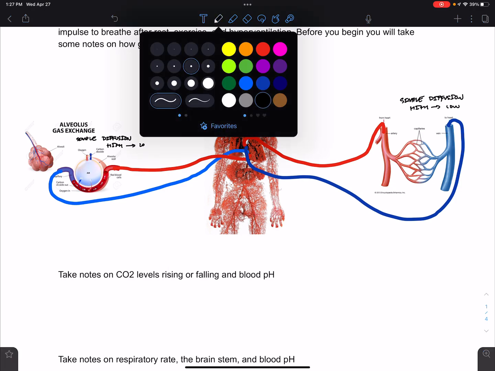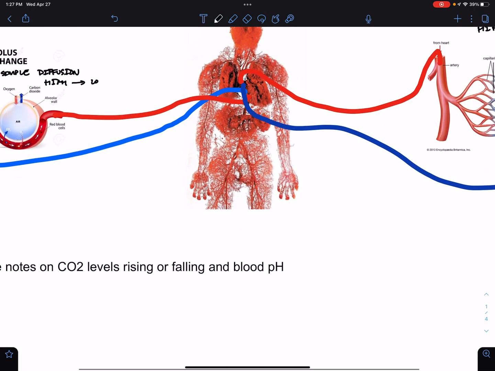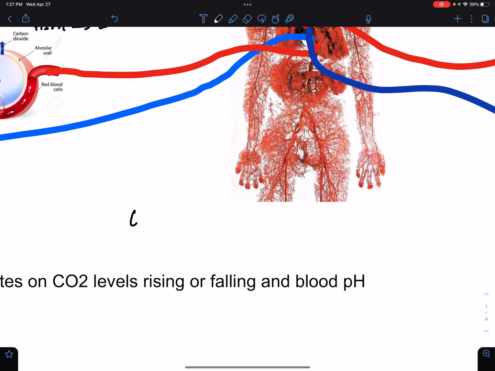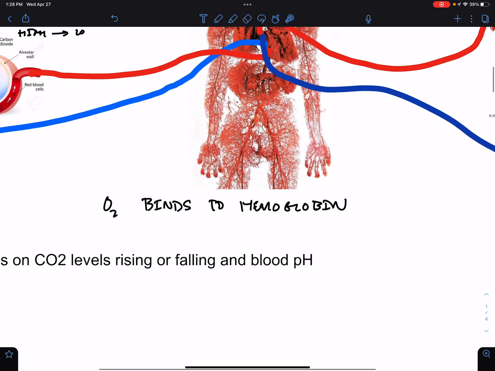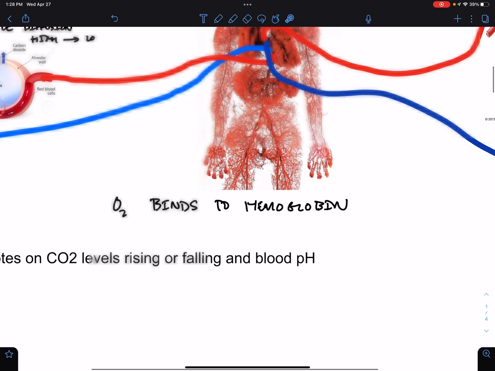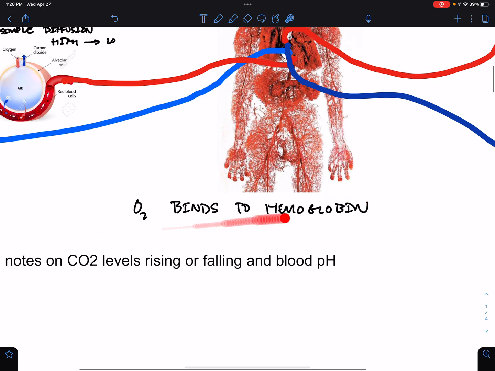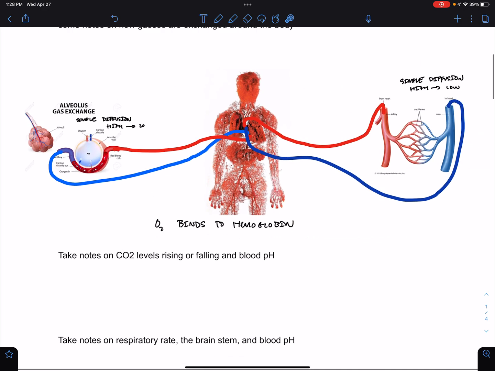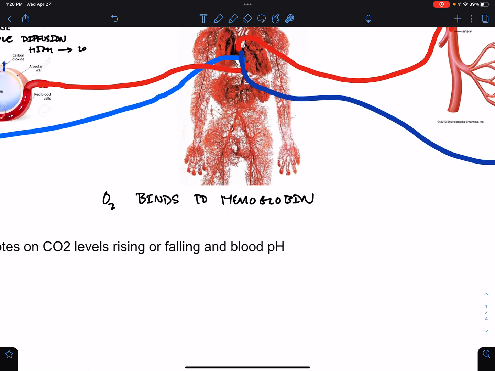But a bit about how blood is actually transported around your body. Oxygen binds to a protein called hemoglobin. Your red blood cells are chock-a-block full of this protein, hemoglobin, and so then the oxygen is transported via red blood cells to all of the cells in your body and diffuses out in the capillaries.